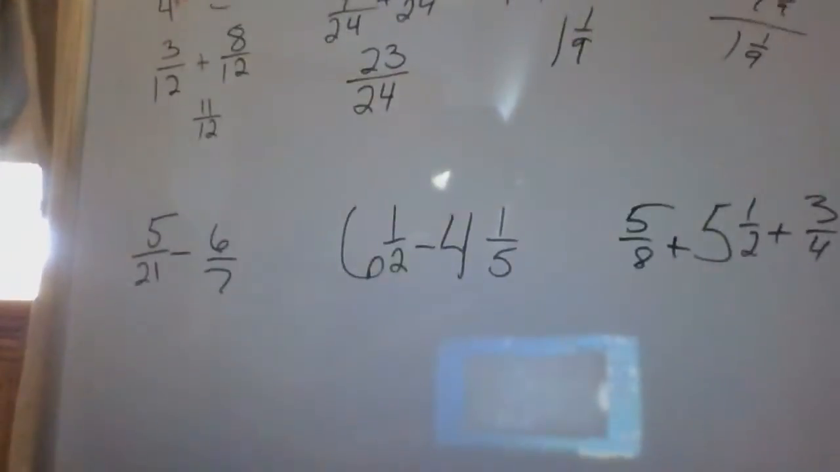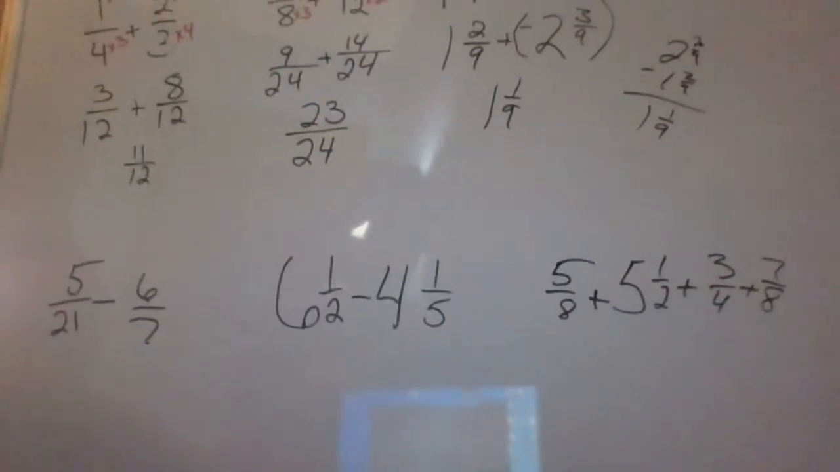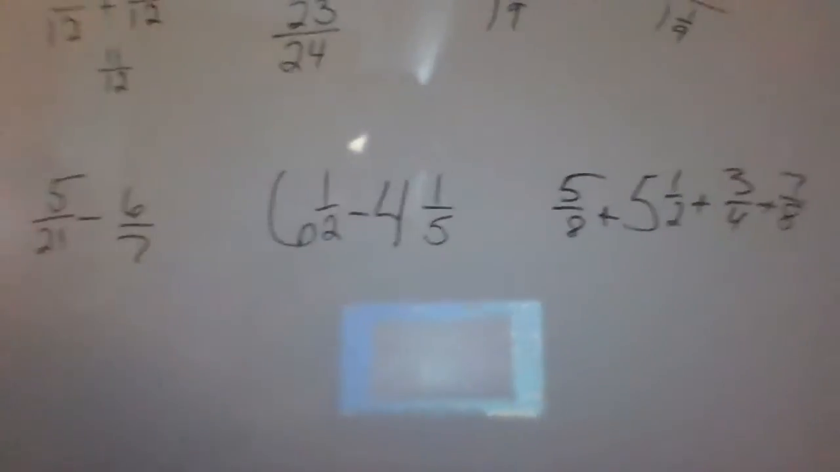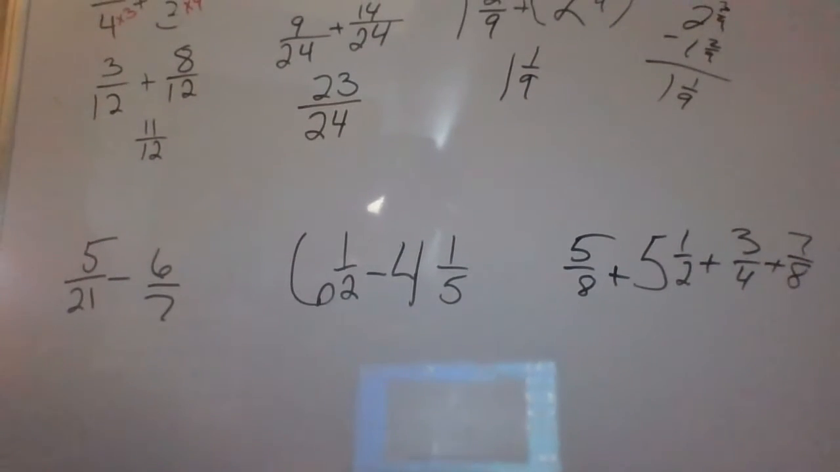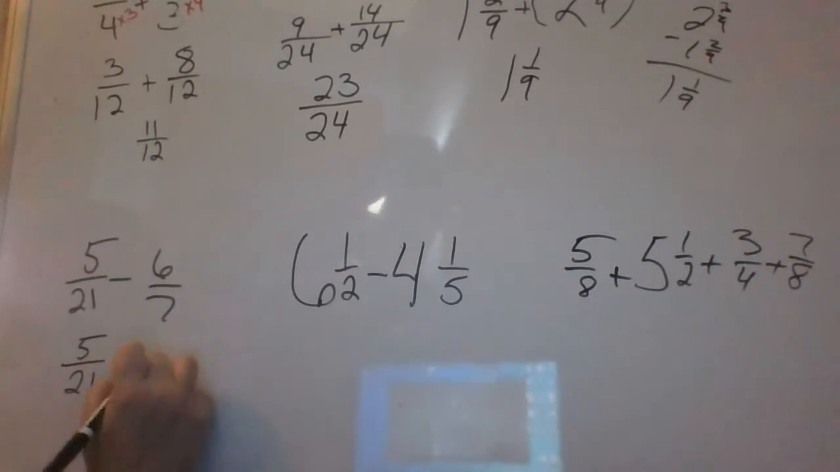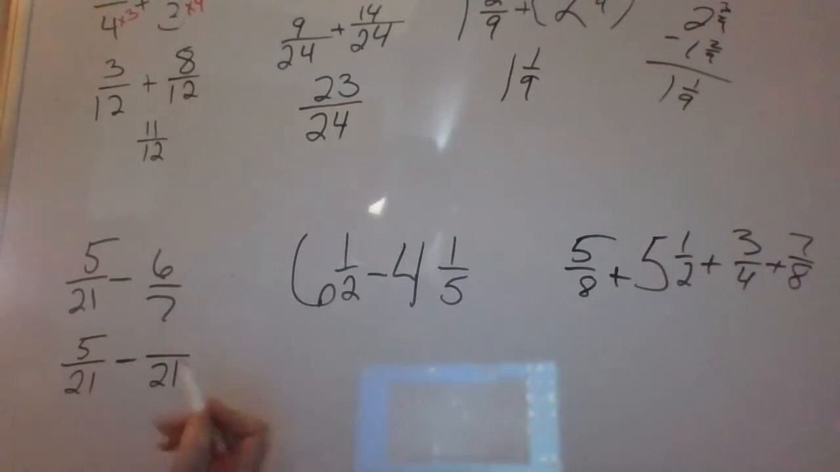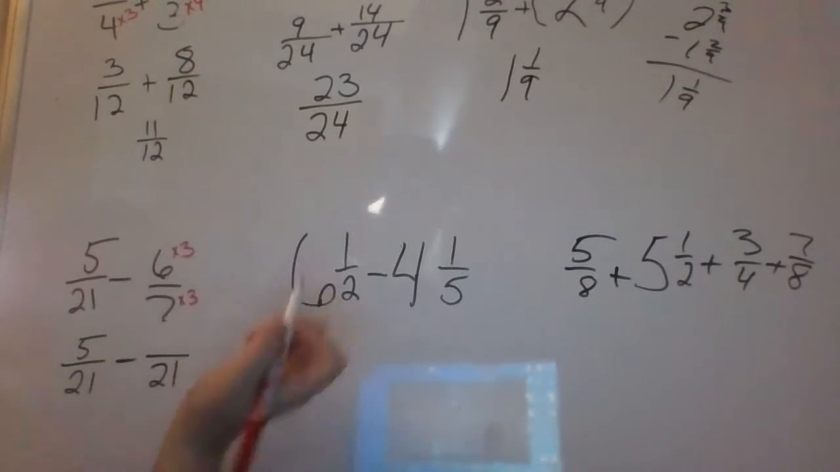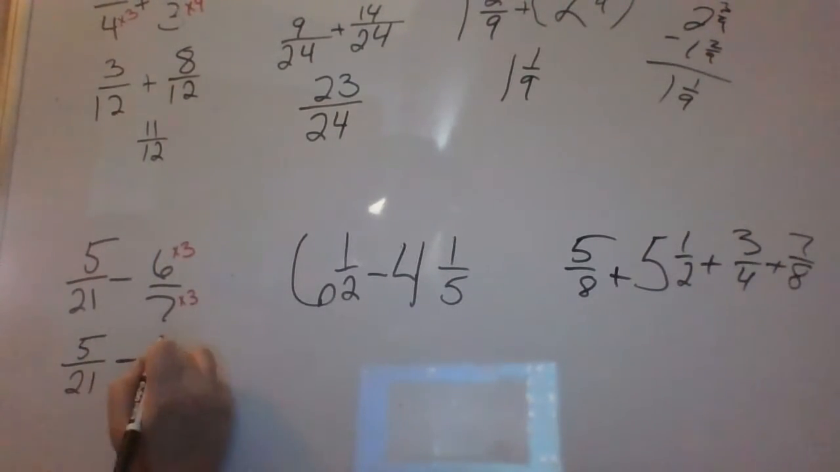Going down to our last three problems here. The next one is a subtraction problem: 5/21 minus 6/7. So we think about our larger denominator. 7 does go into 21 without a remainder. We keep that 5/21, and we're going to change 6/7 to 21sts. To do that, I need to multiply times 3. So I'm also going to multiply my numerator times 3, and I get 18/21.